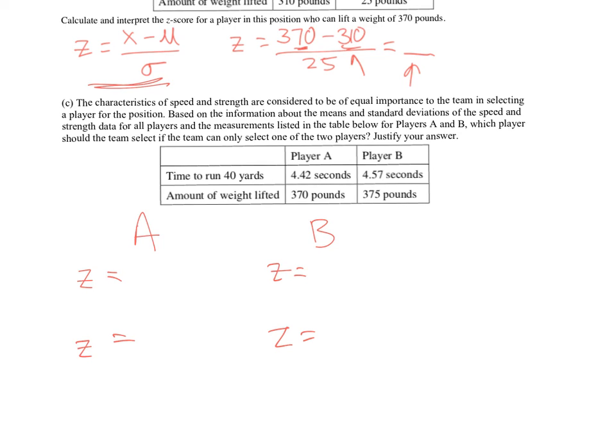And if you do that, you should get a pretty, hopefully clear idea of which of these players overall would be the better one to choose, and then just support it based on how many standard deviations above or below the mean each player is for time and for weight lifted, and that would be how you justify it.